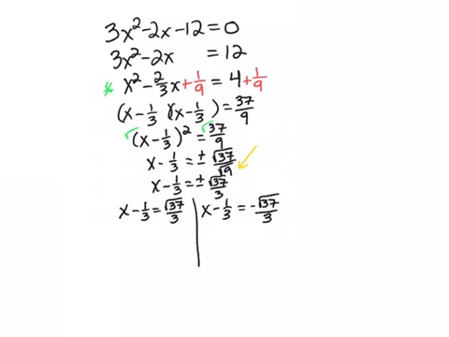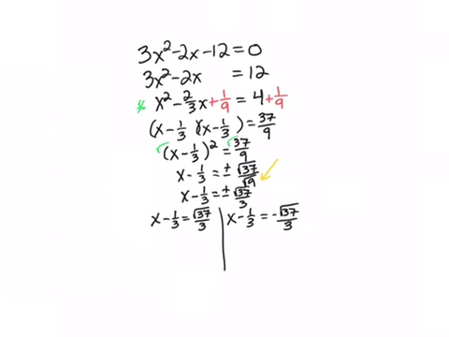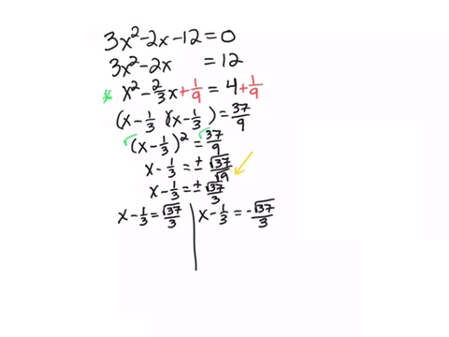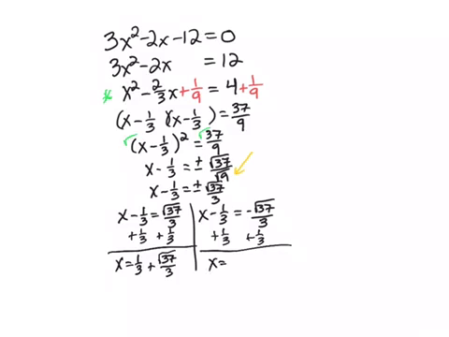In the first one, we're going to add 1/3 to both sides. So I add 1/3 to both sides of the equation. That gives me x is equal to 1/3 plus the square root of 37 over 3. Here we add 1/3 to both sides. And that gives me x is equal to 1/3 minus the square root of 37 over 3.